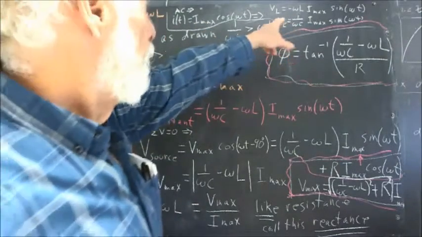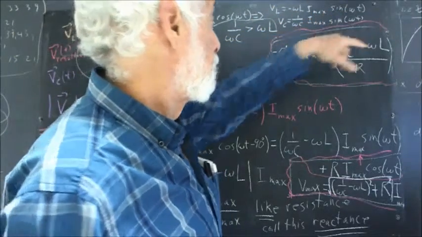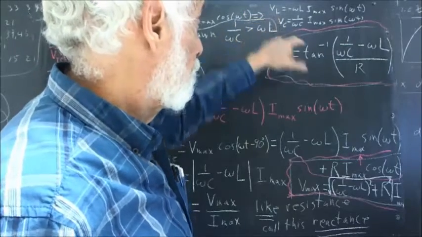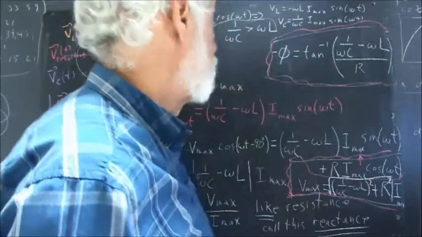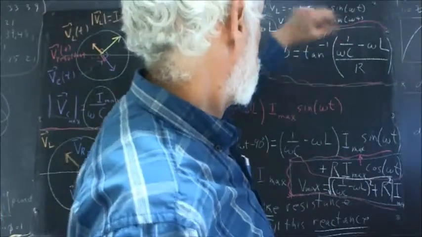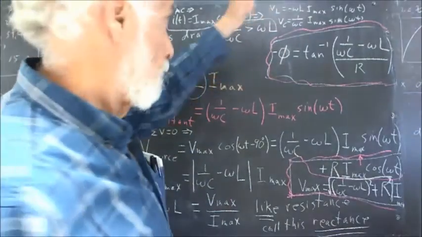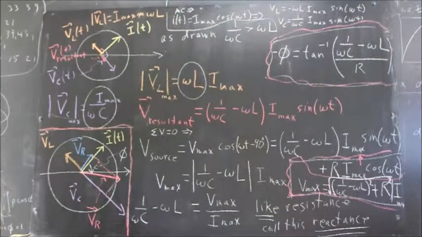And from this, as we saw, we have V_L equals negative omega L I max sine omega t, the voltage across the inductor, and the voltage across the capacitor is 1 over omega C times I max sine of omega t. These are both sine functions. We could add them, and we will, to get the total voltage drop across the inductor and capacitor.